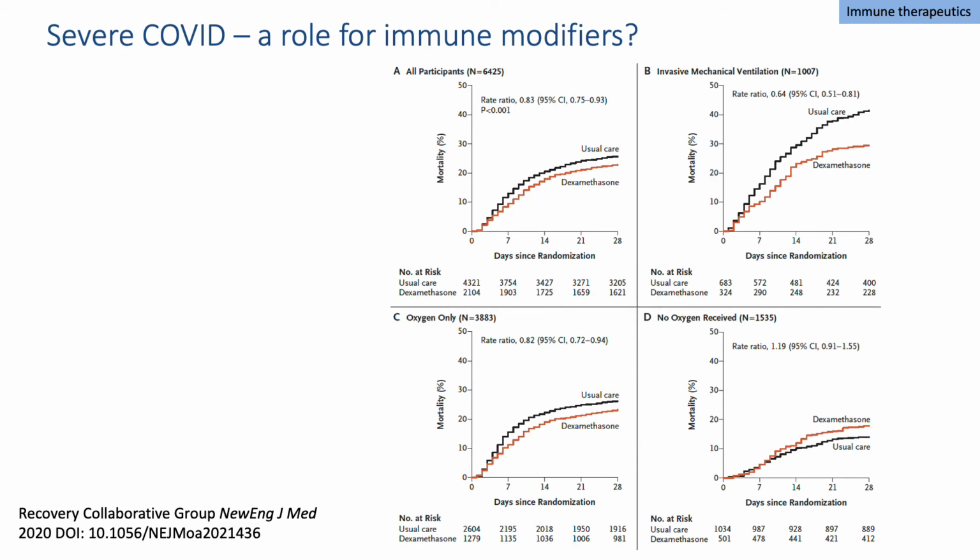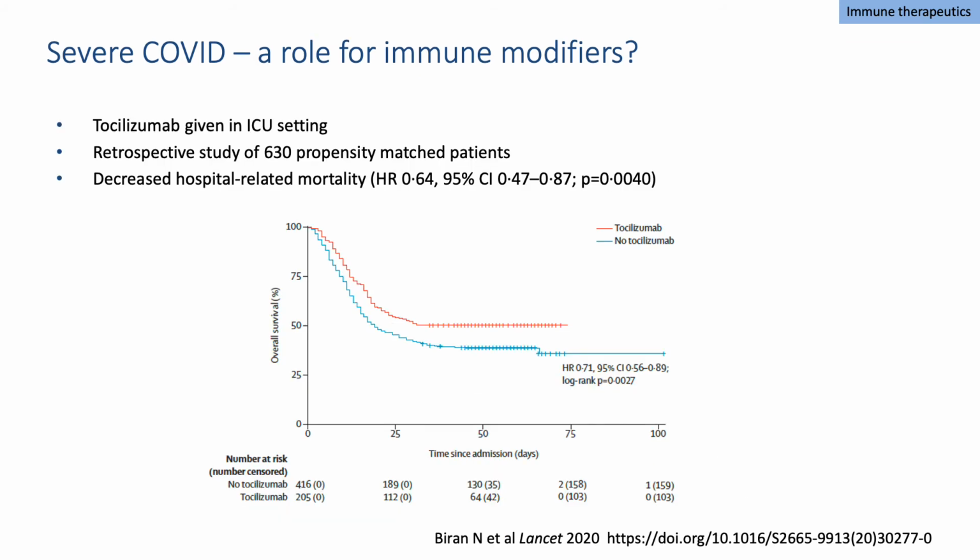If you look actually at those patients requiring oxygen only, there was still a benefit, and there was no benefit at all in those patients not receiving oxygen. In fact, if anything, the situation was slightly in reverse, and we don't really know what that means. But the conclusion here is that immune modification can potentially add value. Does it need to be just steroids? Well, the answer might be that we can use more specific interventions.